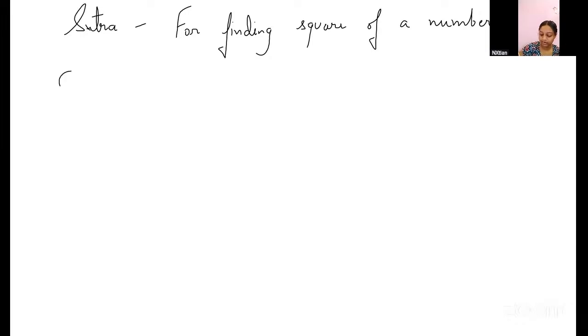For example, I have a number, solve 107 square. Normally we multiply 107 times 107 to find the square. But in this sutra, first we take out the deviation of 107. Quickly tell me, what's the deviation of 107?